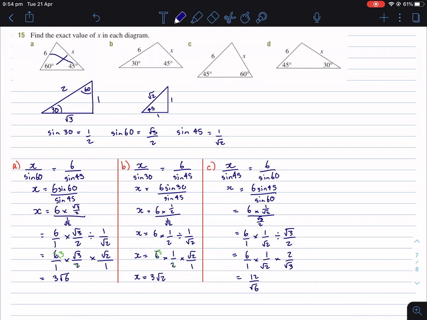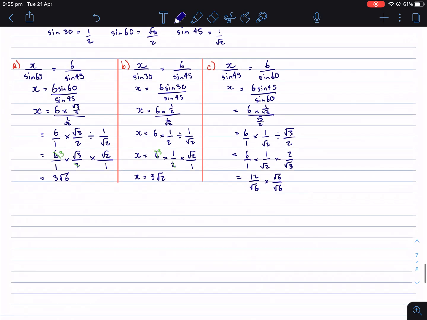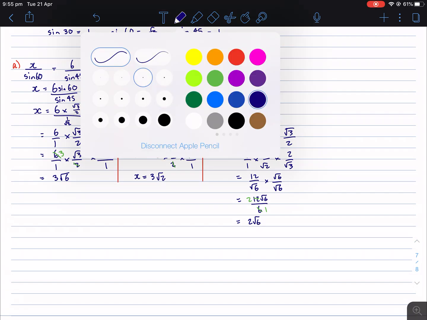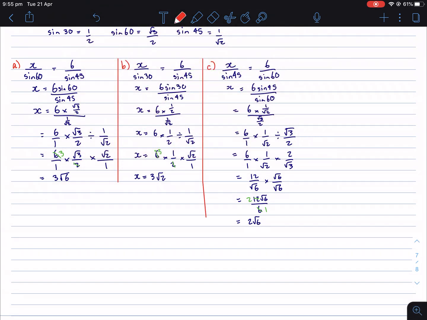Now you may be asking if I can simplify that. I mean, you could if you wanted to rationalise, root 6 on root 6, or you could have rationalised 1 on root 2 to be root 2 on 2. So that gives me 12 root 6 on 6, and then the 12 and 6 cancel out to give me 2 root 6. It's always good to rationalise if you can, because that'll show if you can cancel out any more.